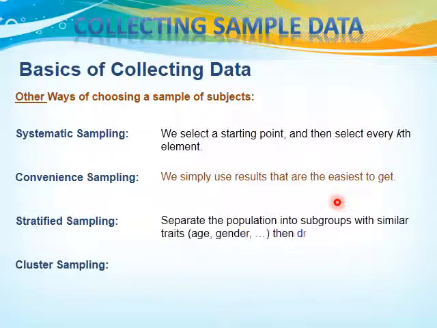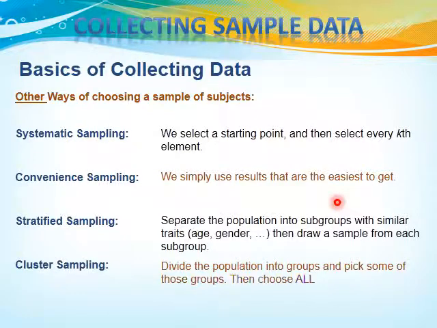Stratified sampling separates the population into subgroups with similar traits and then draws a sample from each of those subgroups. So I might, for example, take the population of Sierra College students and separate them into men and women and then draw a sample from each of those subgroups. Then I could get some information about the height of men at Sierra College and the height of women at Sierra College.